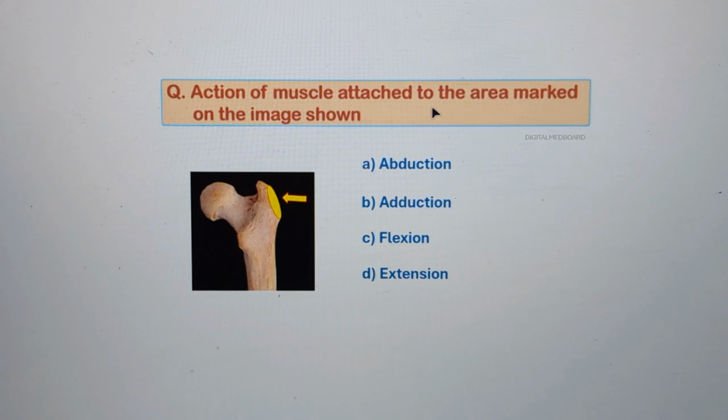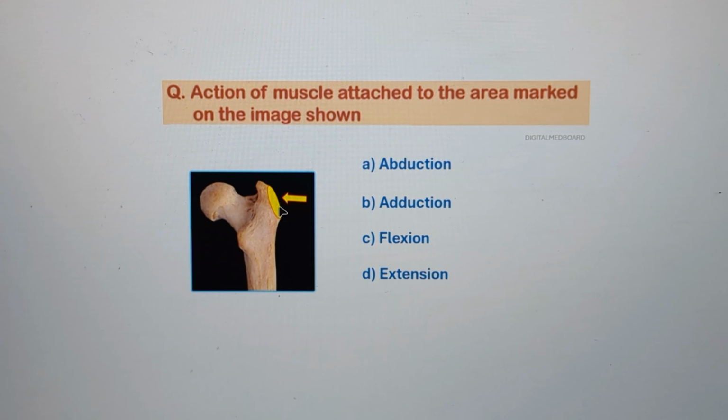We got a question: action of muscle attached to the area marked on the image shown. Based on our discussion, gluteus medius attaches to the lateral surface of the greater trochanter and functions as an abductor and medial rotator. Therefore, option A is the correct answer.